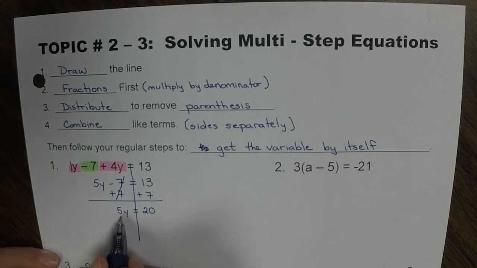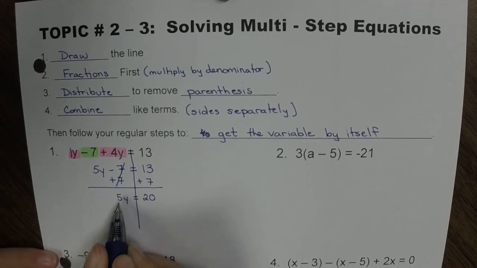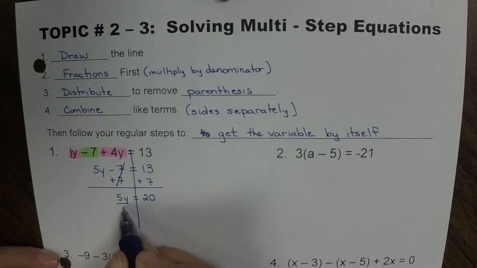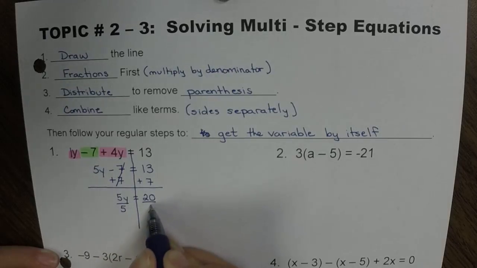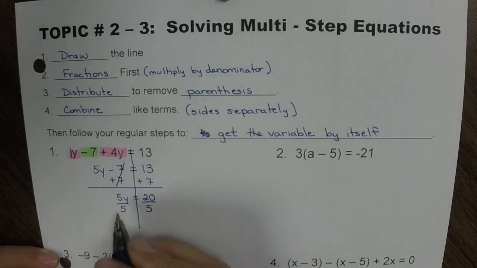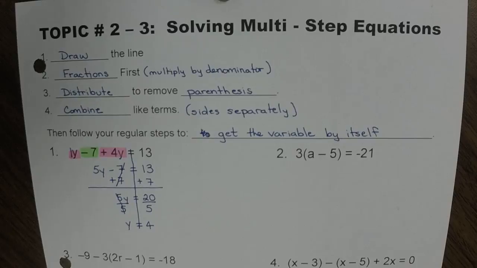Now I've got to get rid of my best bud. So if they're squished together, this is multiplication. So the opposite operation would be to divide. So I'm going to divide by 5. Those do divide out, and I'm left with y equals 4. Good.